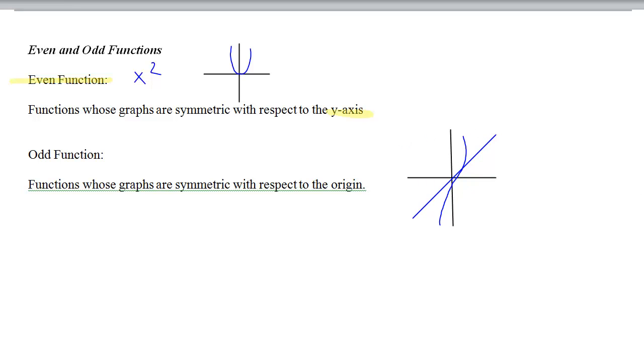That wasn't brilliant there either, but hopefully you get the point. A little better. So this would be like y equals x, that would be to the first, or y equals x cubed. These are both odd functions, and they are symmetric about the origin. You can spin them 180 degrees. They will lay right on top of themselves. So that's considered an odd function.